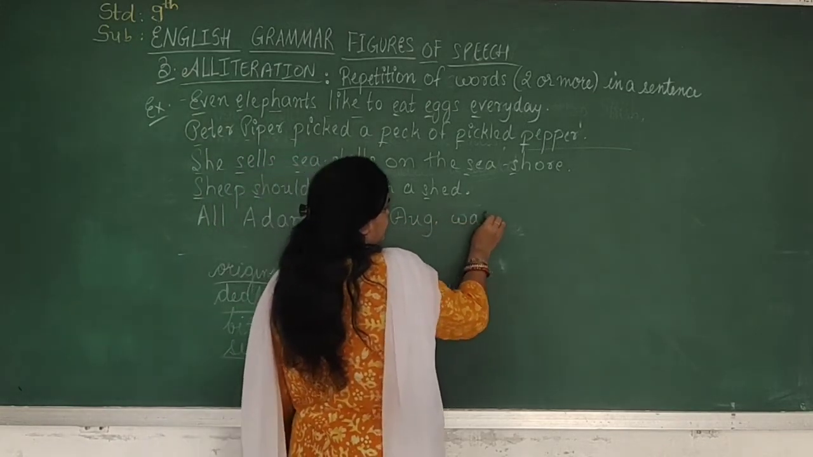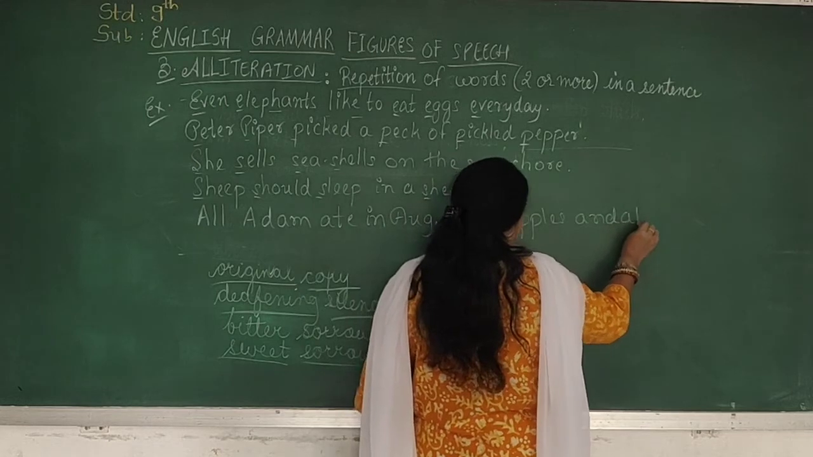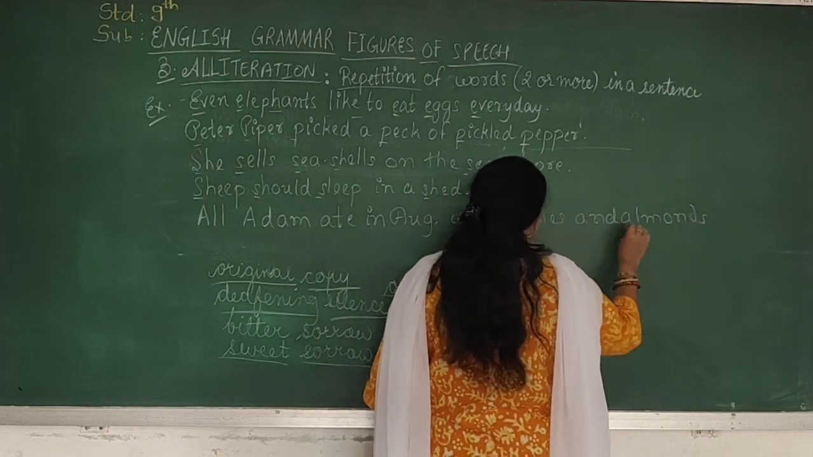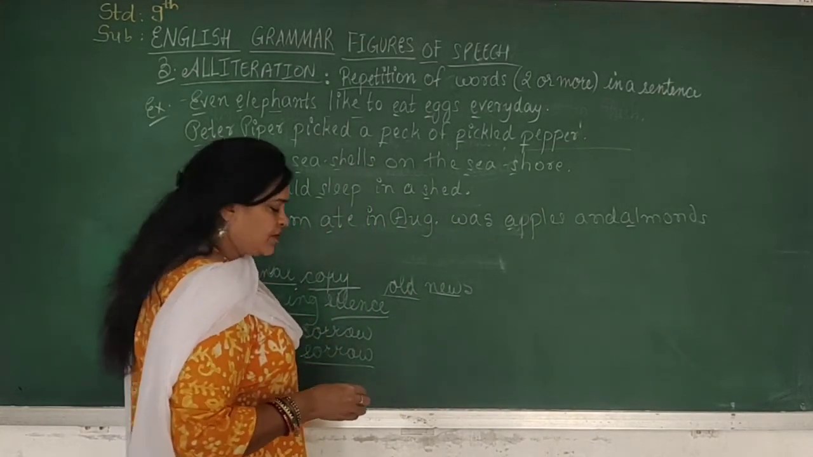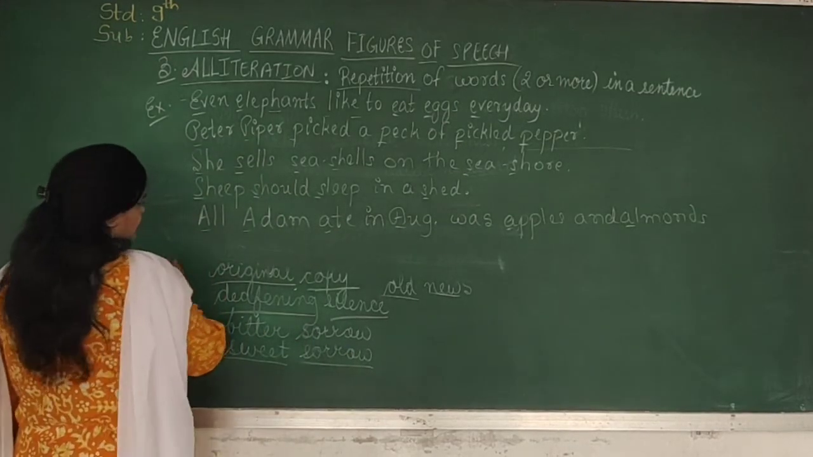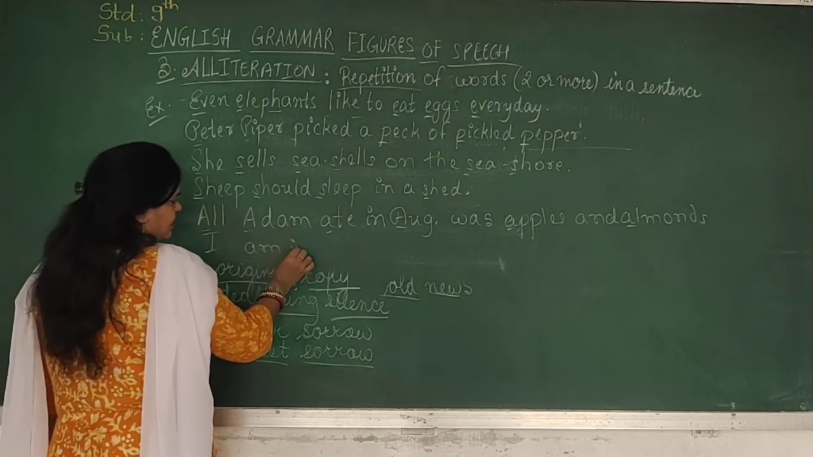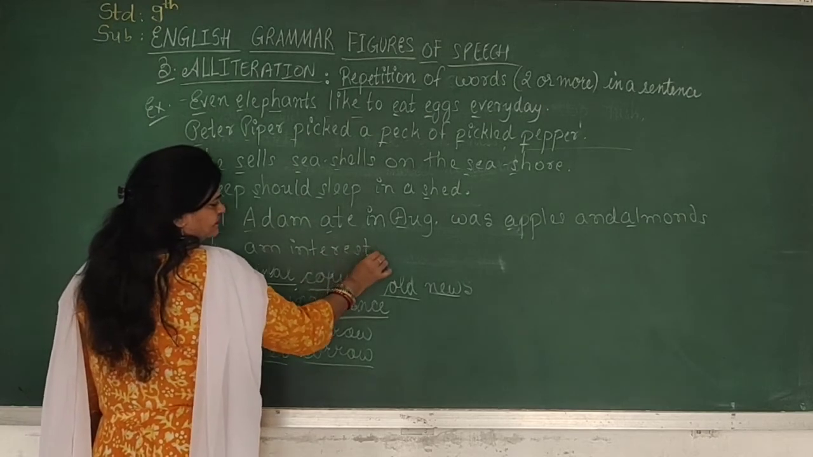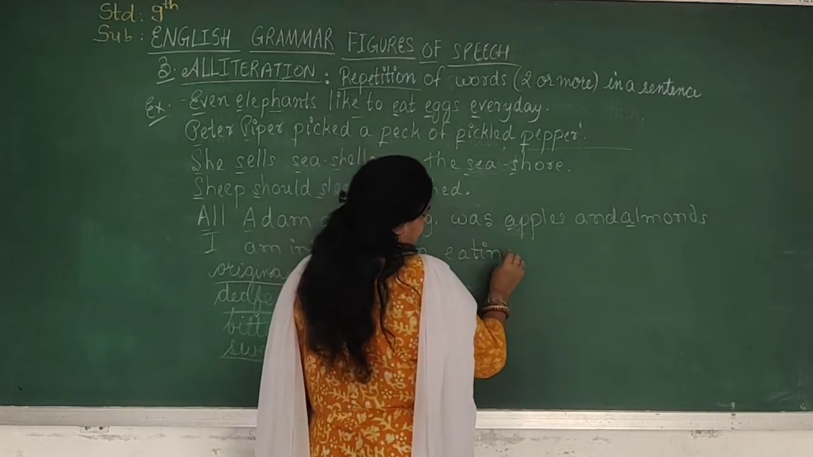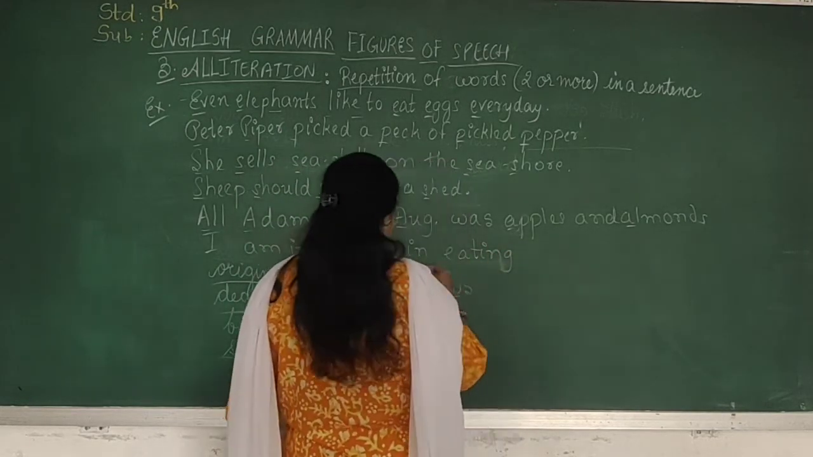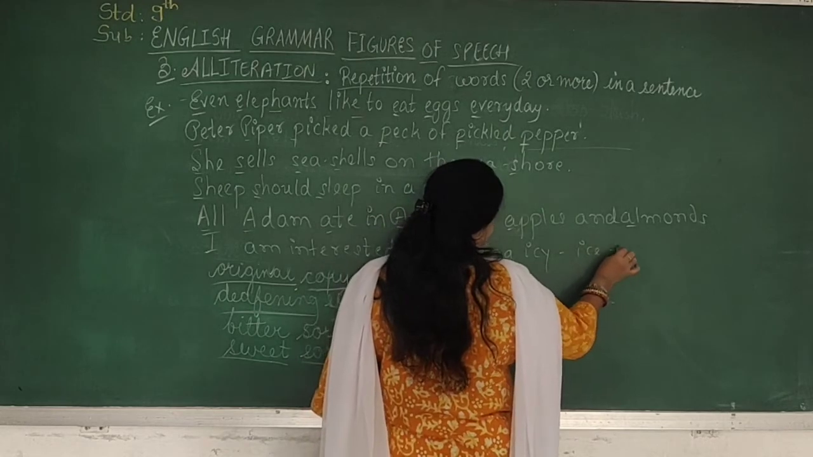Apples and almonds. This way, you can make some, no? Yes? I'll give you some more examples. You can also write, I am interested in eating icy ice cream. I'm interested in inquiring about icy ice cream. This way. Clear?